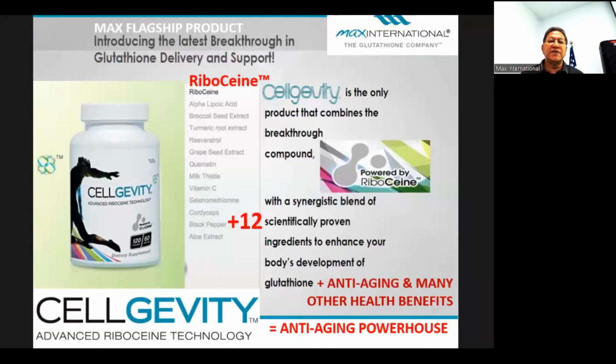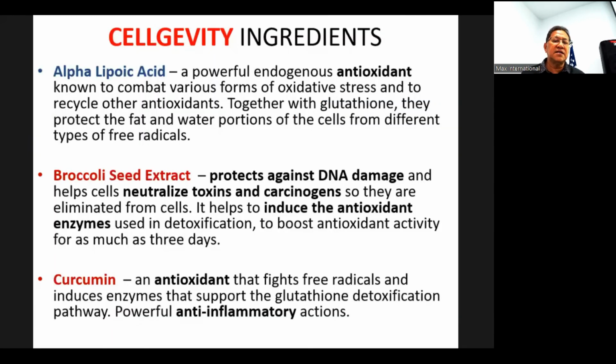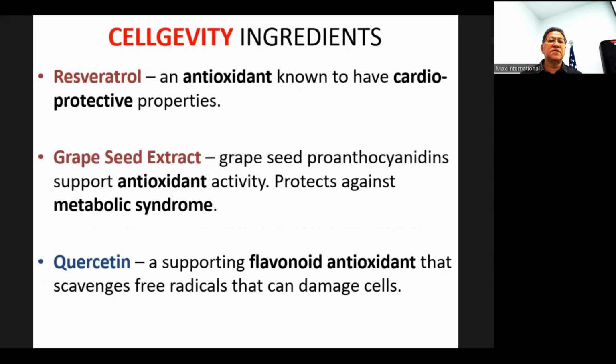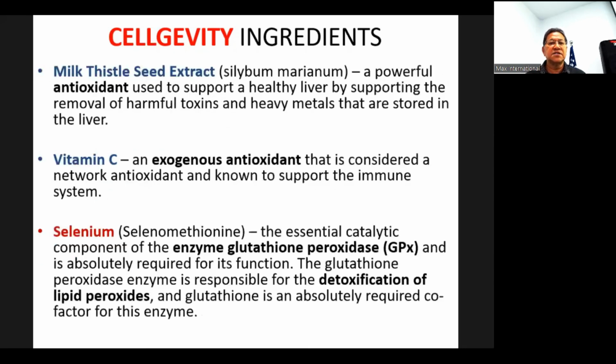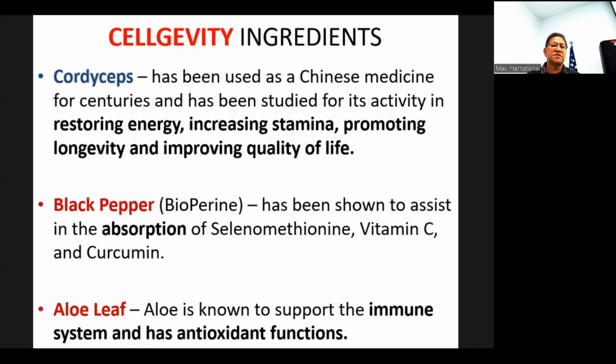The other product that has ribosine is Celgevity, except that Celgevity has 12 other ingredients that also help improve the production and function of glutathione, plus having their own health benefits that make Celgevity an anti-aging powerhouse. So what are the 12 ingredients? The alpha-lipoic acid, broccoli seed extract, curcumin, resveratrol, grapeseed extract, quercetin, milk thistle seed extract, vitamin C, selenium, cordyceps, black pepper, and aloe leaf.